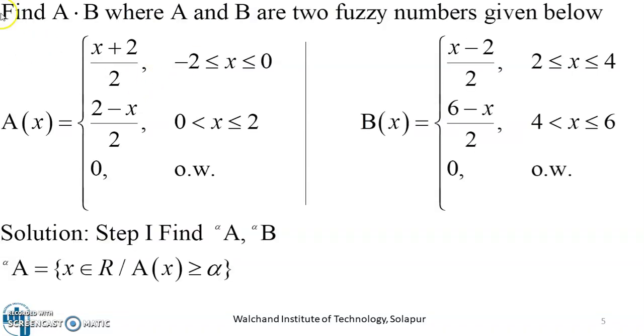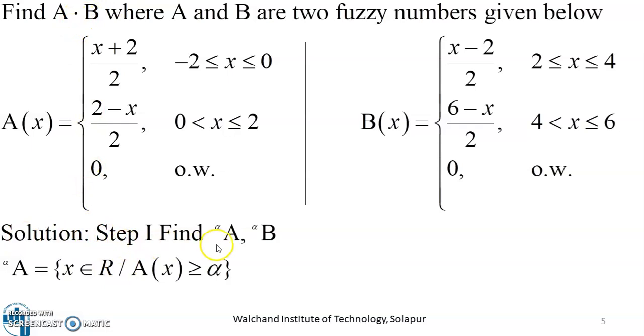Let us consider one example. Find A into B where A and B are the fuzzy numbers given by the membership functions like this. Solution: here we want to find out the product.